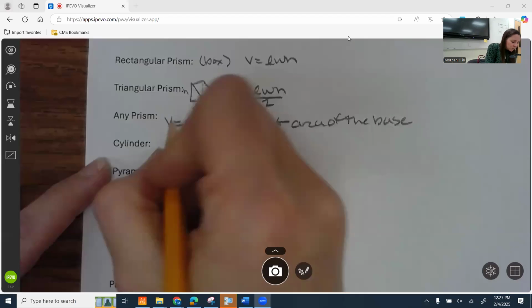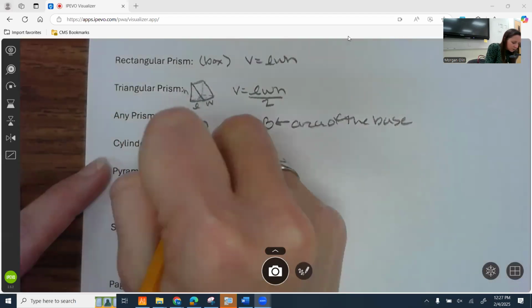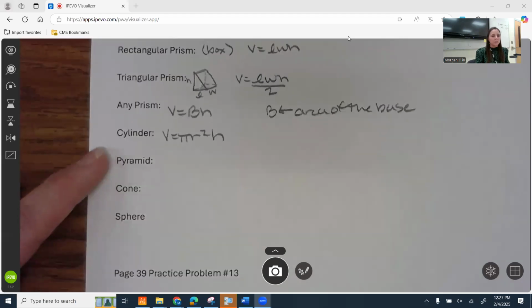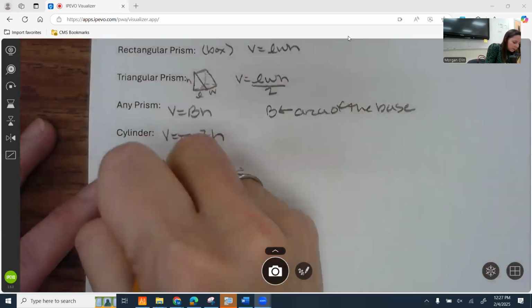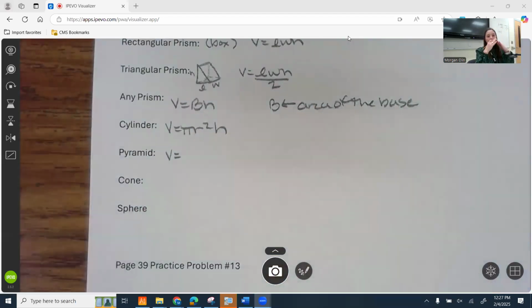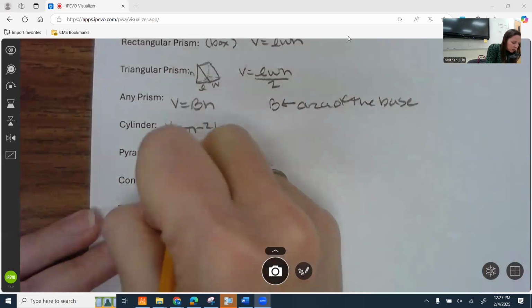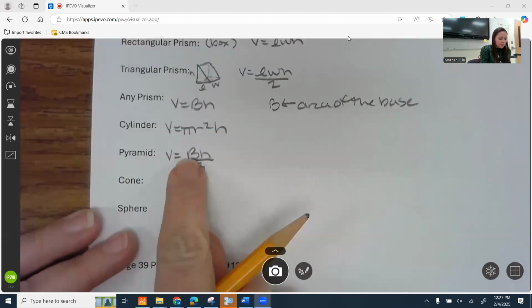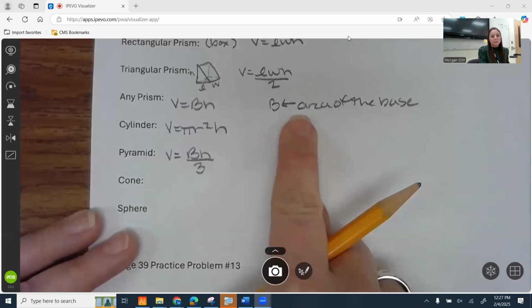Now, cylinder we worked with a lot today, pi r squared h. You should have that here already. We wrote it down several times. Pyramid. Pyramid is very similar to prism. The only difference is a pyramid always comes to a point. Anytime it comes to a point, you're going to take that formula and divide by 3. So big B times h divided by 3, and that big B is still the area of the base.